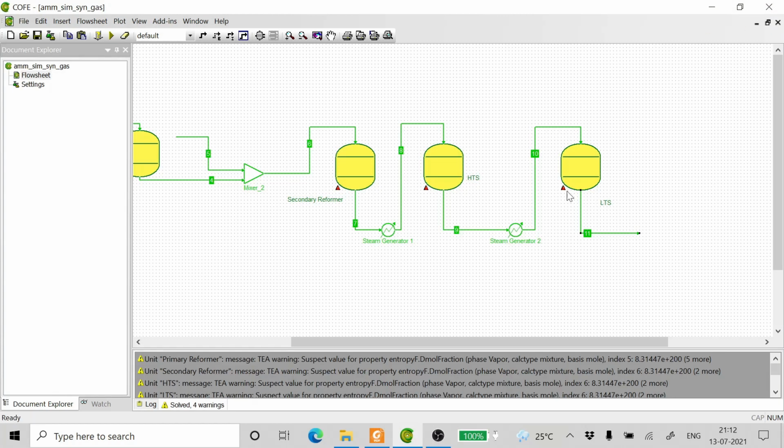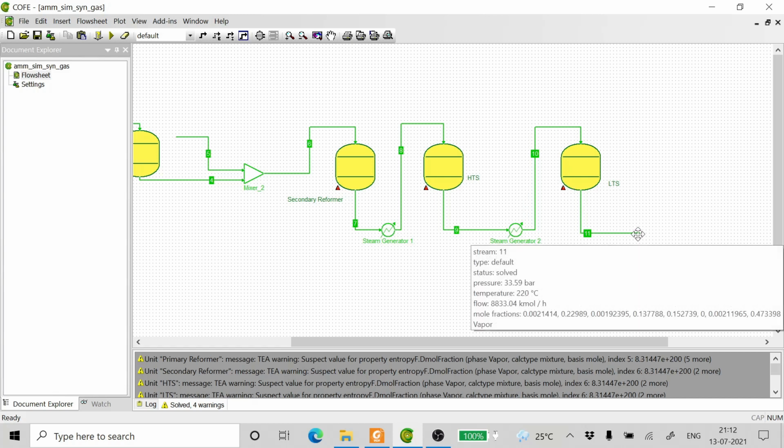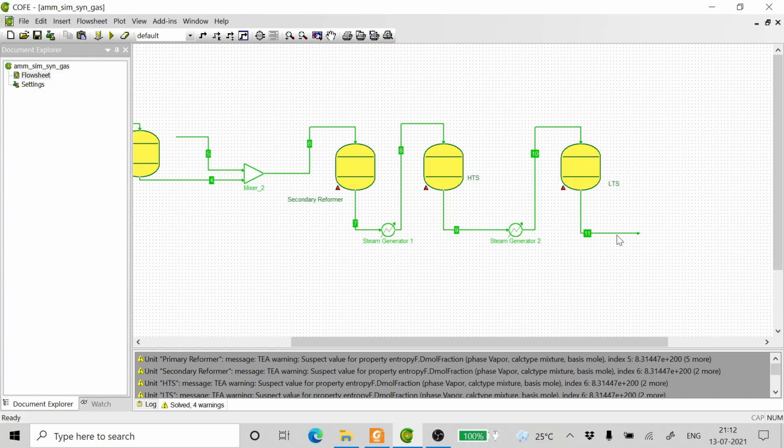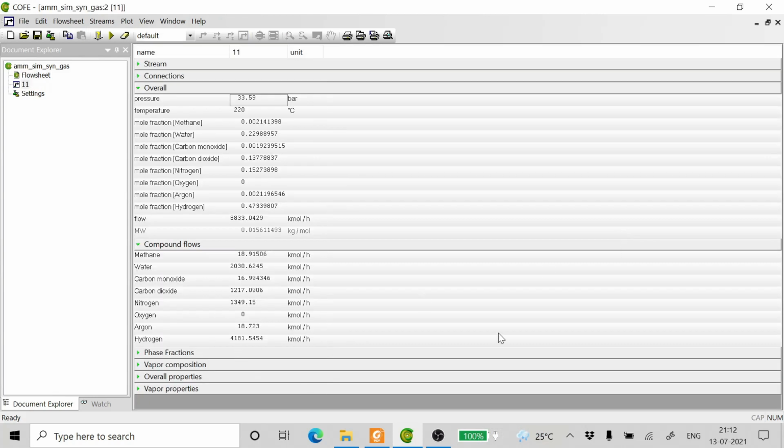So as you can see here, you have seen through this simulation what is the exact purpose of putting the shift reactors. That is to increase the amount of hydrogen. Now what we find here also is that we have argon and we have carbon monoxide and we have carbon dioxide. Now the amount of carbon monoxide that we have is 0.00192 and we have carbon dioxide in this and we have methane too.